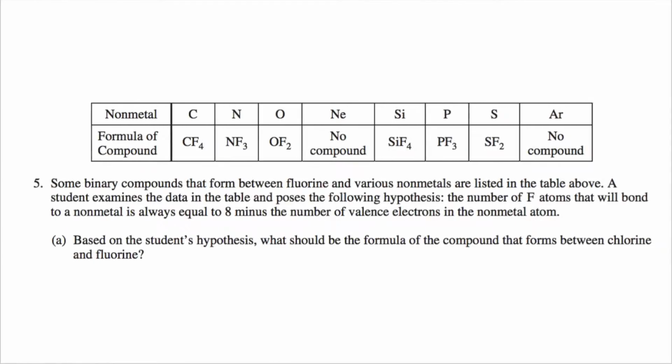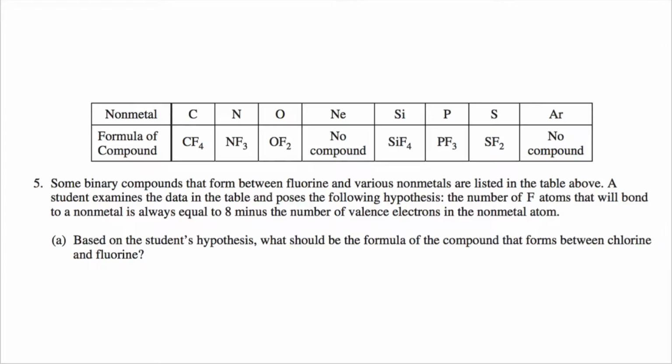Today we will be talking about questions from the AP Chemistry exam, including 1 free response question and 3 multiple choice questions. The free response question will be question 5 from the 2014 test. Some binary compounds that form between fluorine and various nonmetals are listed in the table above.